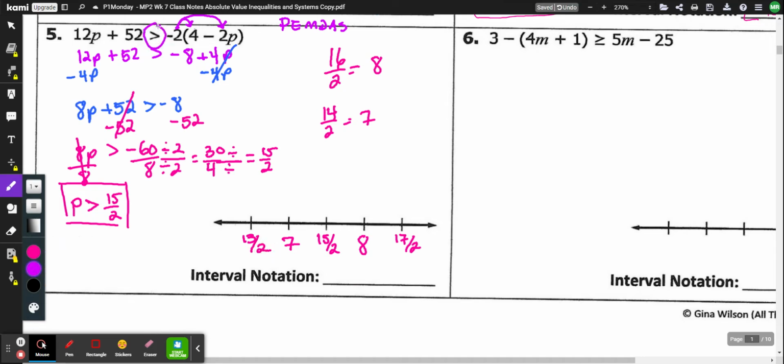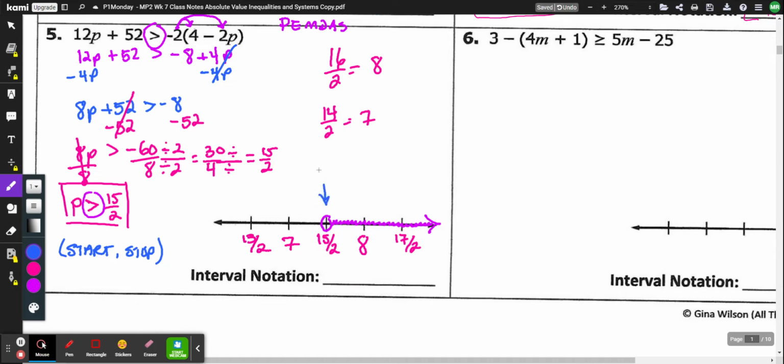Now I look at this inequality, and it's only greater than. So I'm going to use an open circle. And it's saying that p is greater than 15 over 2. So I'm going to shade the right side of the line, and draw my arrow. That's the graph. And remember, the interval notation that we learned yesterday, you can think of that as the start and the stop of the number line.